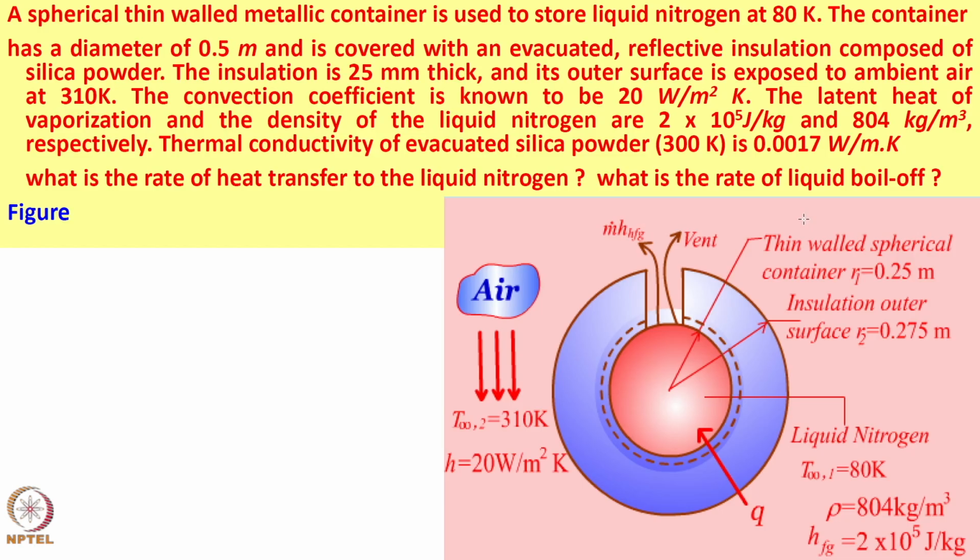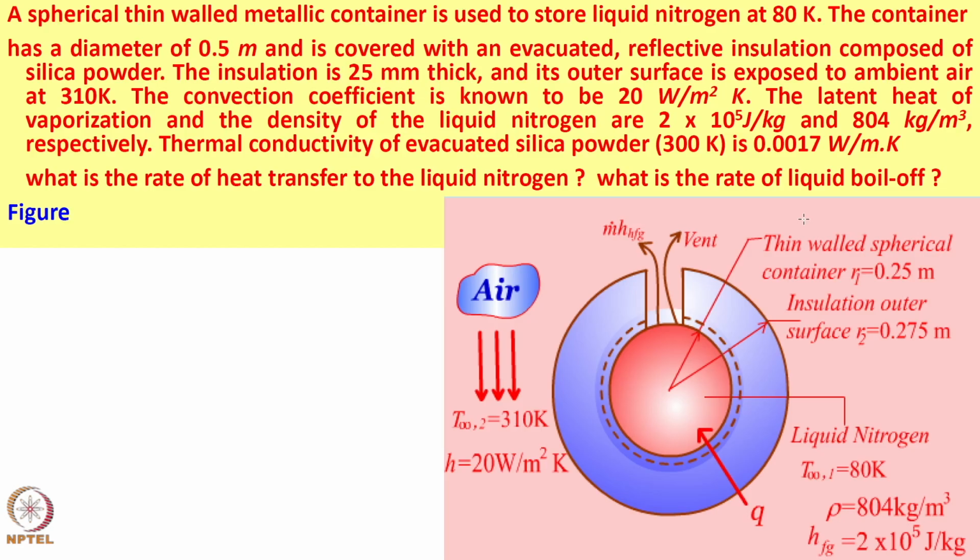Okay, a very simple problem is there. A thin walled metallic container is used to store liquid nitrogen at 80 Kelvin. The container has a diameter of 0.5 meter, covered with an evacuated reflective insulation composed of silica powder, 25 millimeter thick. The outer surface is exposed to ambient air at 310 Kelvin. The convective heat transfer coefficient is 20 SI units, and the latent heat of vaporization and density of liquid nitrogen are given. Thermal conductivity of silica powder is given. What is the rate at which liquid nitrogen will boil off?